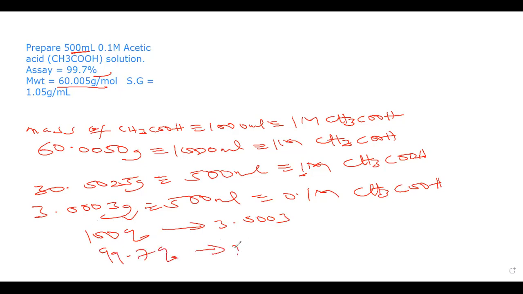Now, usually in this percentage, the 100 is always the numerator. If I'm not mistaken, the 100 is always the numerator for all that I've seen. So you have 100 over 99.7 times 3.0003. I have to punch this in my calculator.